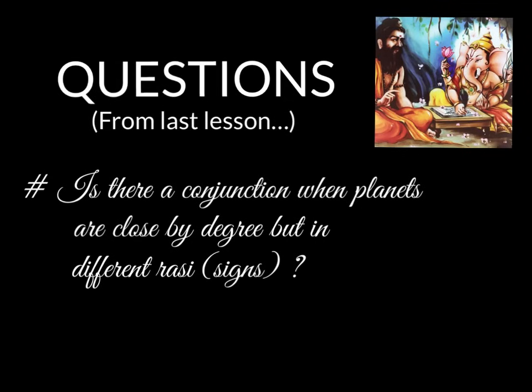Another good question. Is there a conjunction happening when planets are close by degree but in different signs? Thank you for the question. Let's have an example of this. Say you've got Mars at 28 degrees Taurus and you've got Venus at 0 degrees Gemini. There's only 2 degrees between them in space. Looking at the sky, they are virtually close together. You could see them in that telescope. They're really close together. It is a conjunction astronomically, but astrologically, no, it is not.